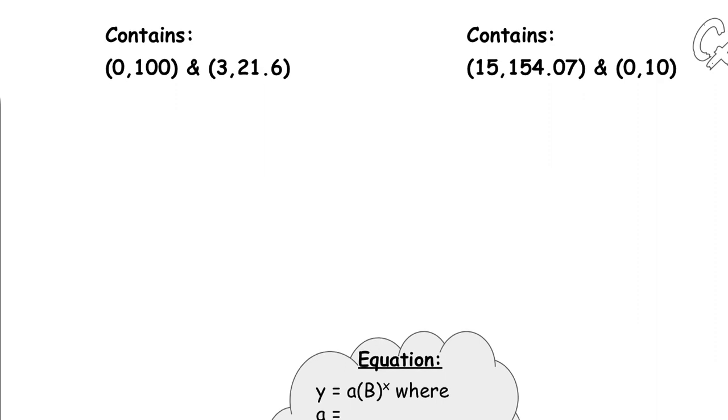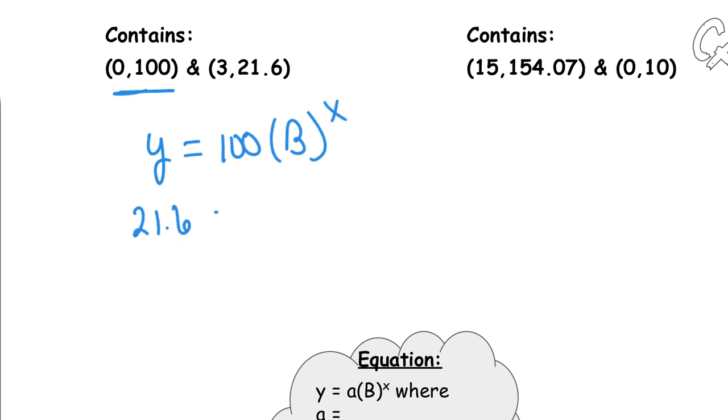Okay, now they give us 2 points. This is no different than us where we started with our graph, right? One of our points is our A value. So we got y equals 100. Then we don't know B. So now we have, this is 21.6 equals, and that looks just dreadful, but it'll be fine.